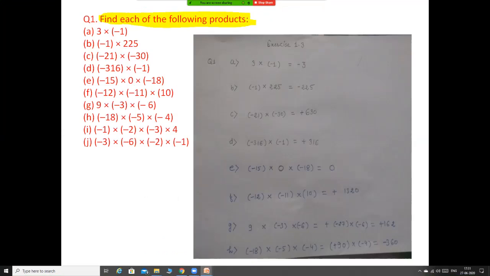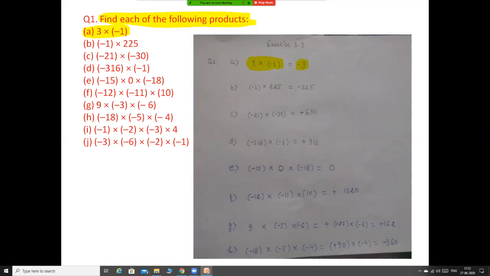The very first part is 3 into minus 1. So how to multiply? First of all, what should be the sign in the result? This is minus. Why? Because count the number of signs. This is minus 1, this is plus 3. Multiplying these two, answer is minus 3.